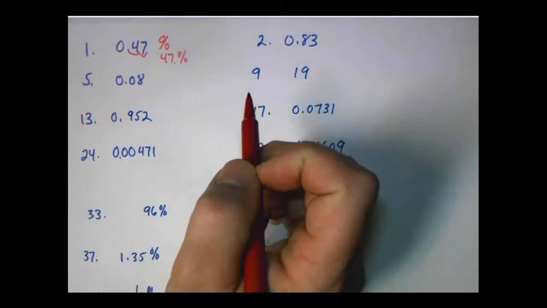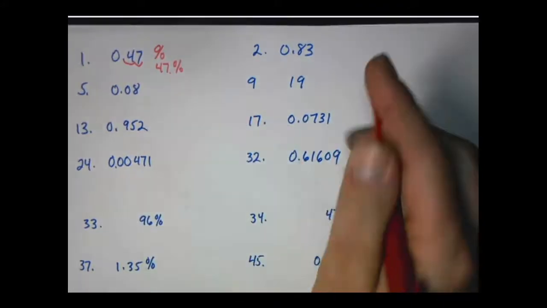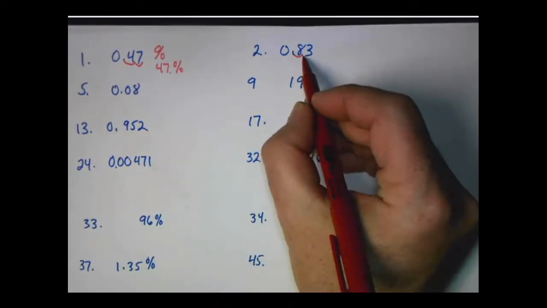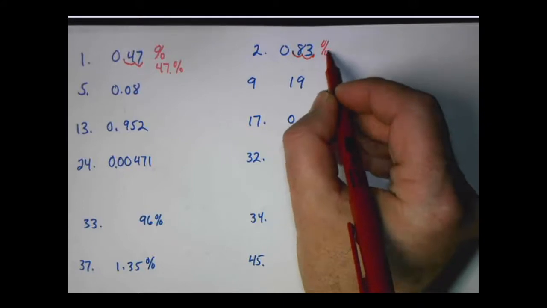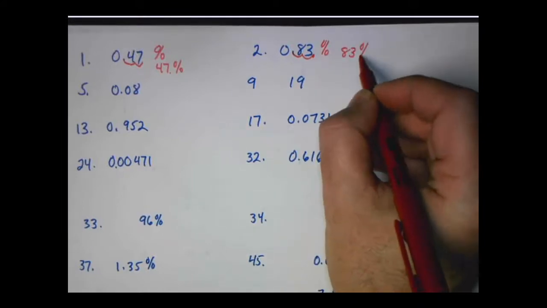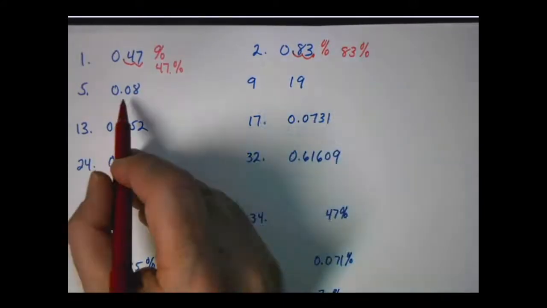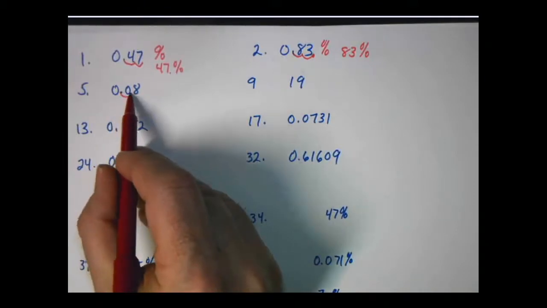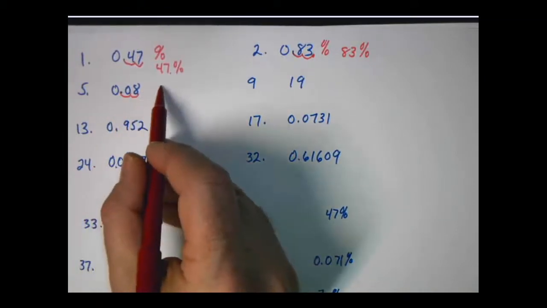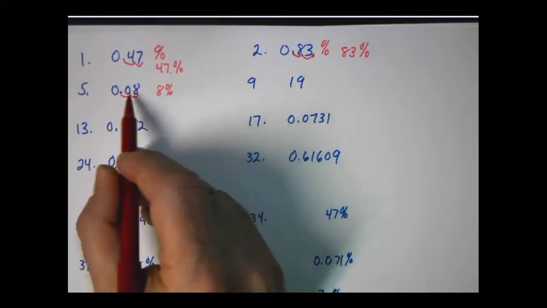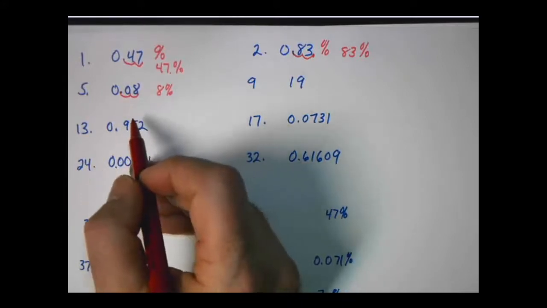We don't necessarily have to write it. Number 2, and move it 2 spots. 1, 2, add percent sign. It becomes 83%. Okay, rules don't change. 2, 8%. We don't need to put the 0 in front. We don't write it like that.